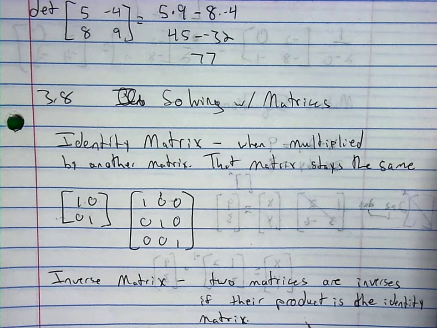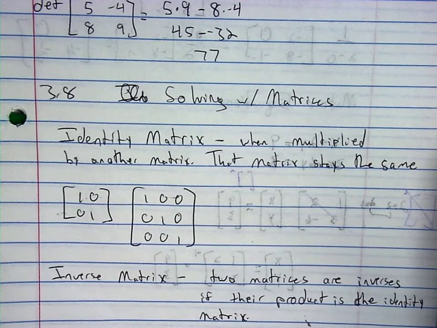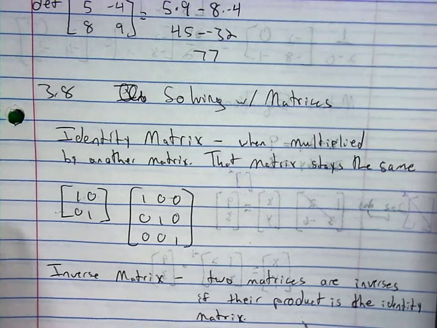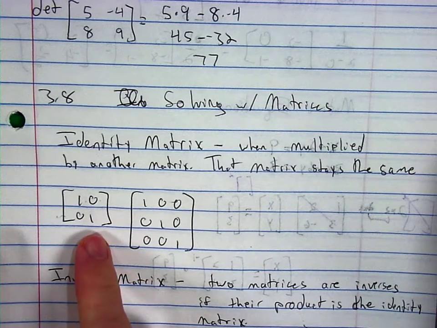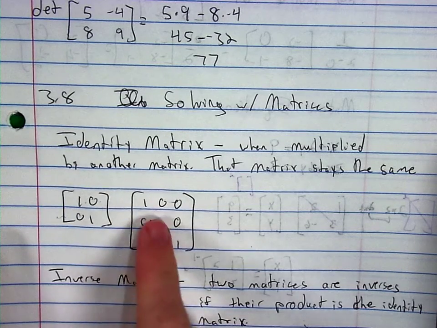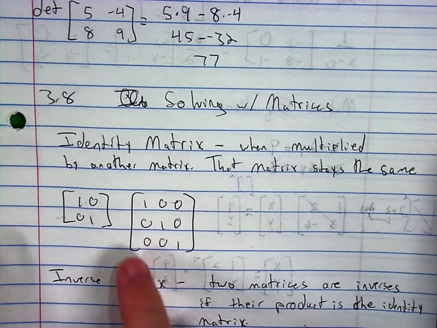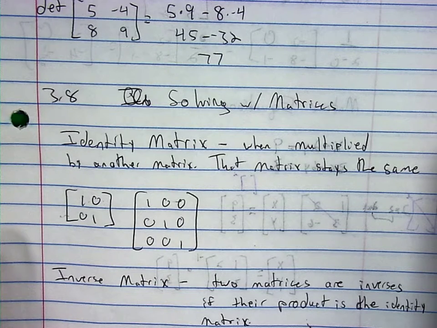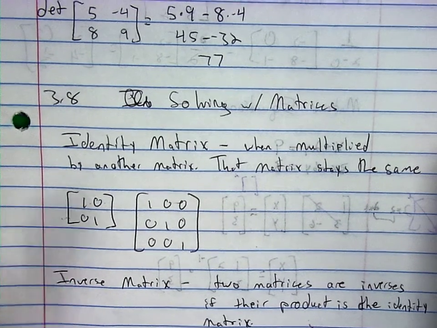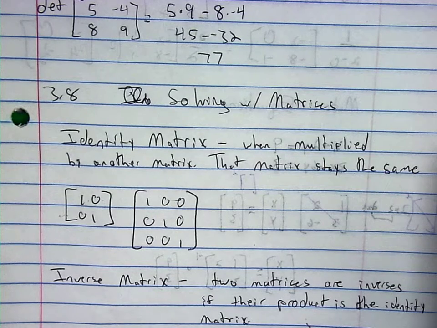Okay, so there's just a couple things to get to up front in order to be able to do the solving. So we got to first talk about the identity matrix and the inverse matrix. The identity matrix is 1, 0, 0, 1 for a 2 by 2, or 1, 0, 0, 0, 1, 0, 0, 0, 1 for a 3 by 3. The identity matrix, when it's multiplied by another matrix, that second matrix will stay the same.